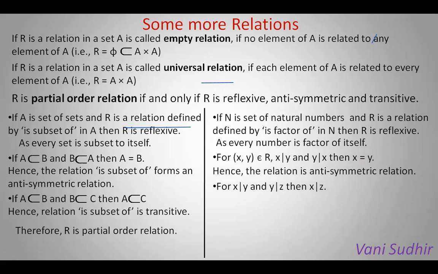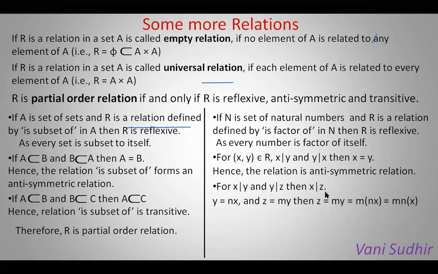If x is a factor of y, and y is a factor of z, then x is a factor of z. I will explain this in detail. When x is a factor of y, you can write y as a multiple of x, no? y equals nx, for some natural number n. And you said y is a factor of z, so z you can write as my. Now you have to show that x is a factor of z.